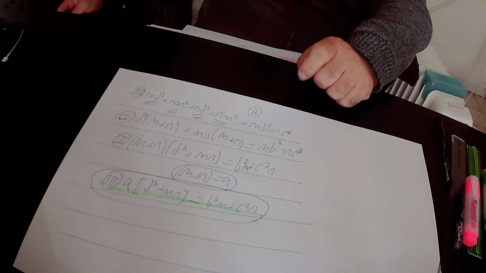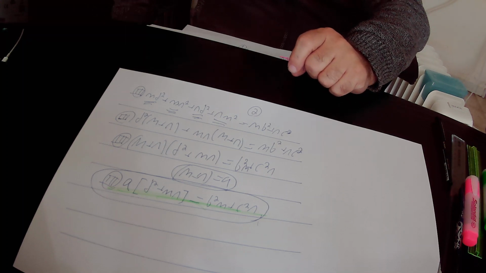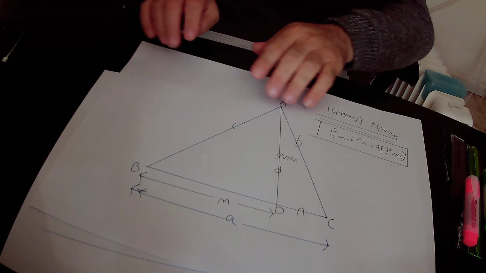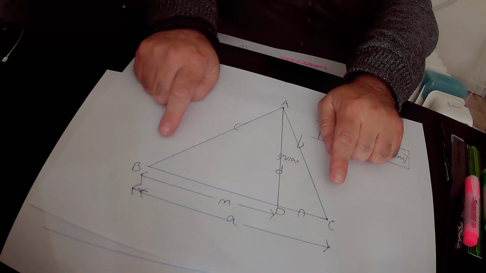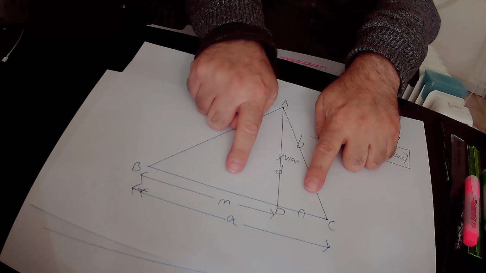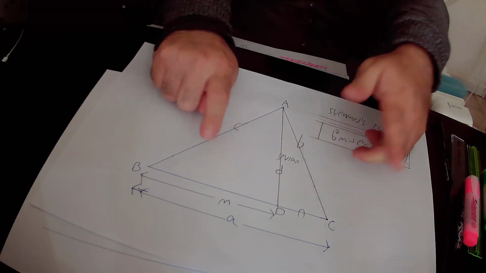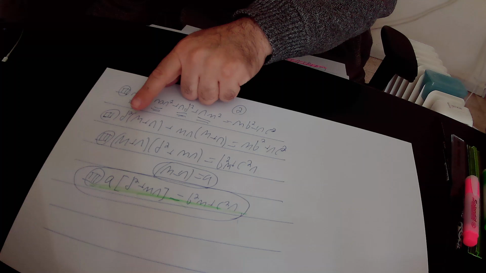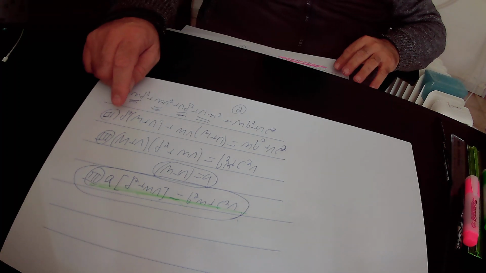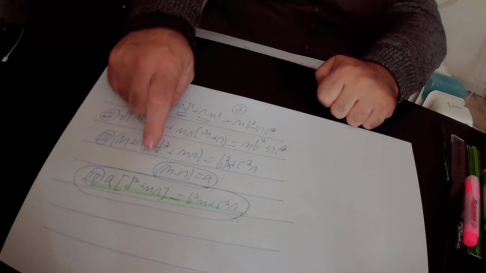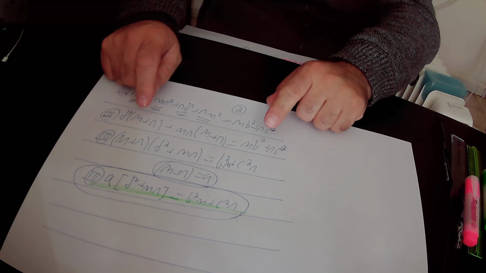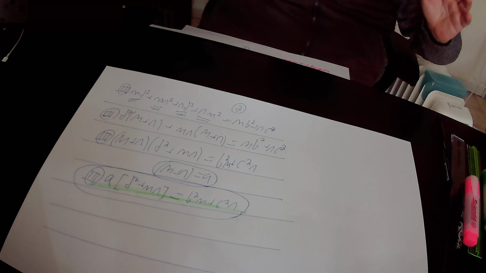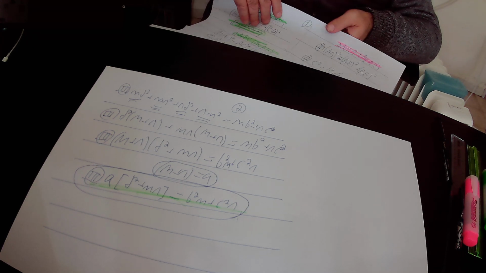Then, m plus n equals a. It is very easy to see in the drawing here that m plus n equals a. Why? Because side BC from one side equals m plus n, and from the other side, side BC equals a, therefore m plus n equals a. Very simple. So we substitute m plus n in this equation number 1 by a, and we get that inside the brackets we have d squared plus m times n, and it is equal to b squared m plus c squared n, and this is exactly Stewart's theorem. So we proved Stewart's theorem according to the first method.